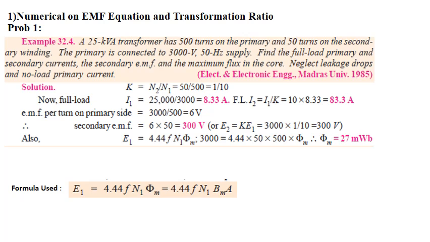So let us proceed with the numerical. To calculate the full load primary current, the first part, it will be the kVA rating divided by V1. We have the kVA rating given as 25 kVA, so it will be 25 into 10 to the power 3 divided by V1. V1 is given to be 3000. So after calculation we obtain the value of 8.33 amperes.